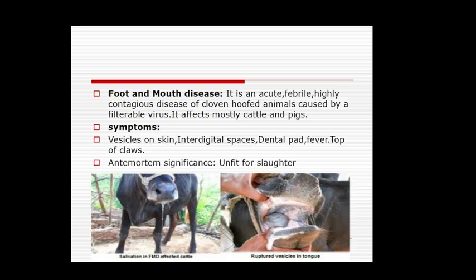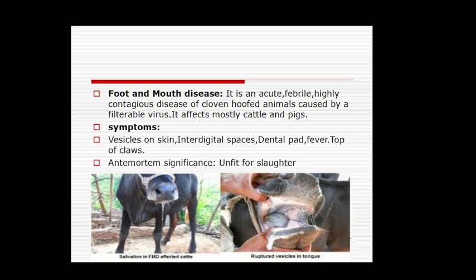Next, we have the FMD disease. It is a very common disease. You will often encounter this disease because it is a very acute, febrile, and highly contagious disease of cloven-hoofed animals caused by a filterable virus. It affects mostly cattle and pigs, and the symptoms are vesicles on the skin, interdigital spaces, dental pad, fever, and the top of claws.